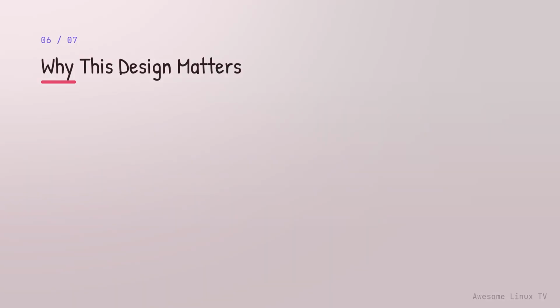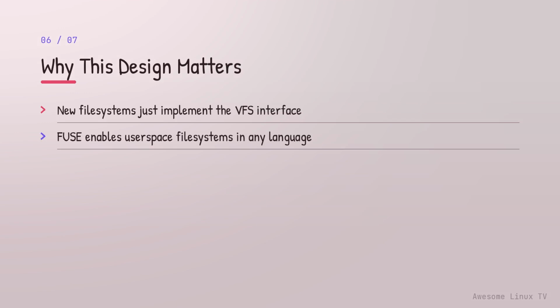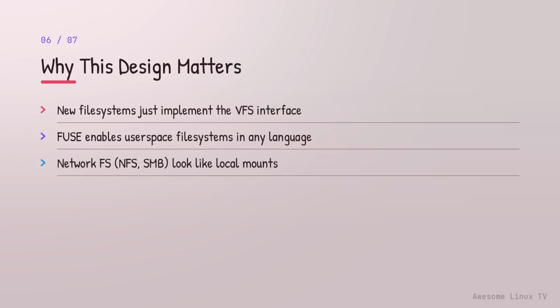This abstraction pays off in ways you might not expect. Because every file system plugs into the same interface, you can add brand new ones without changing any user space tools at all. FUSE lets you write a file system in Python or Go, running entirely in user space, and mount it like any other drive.